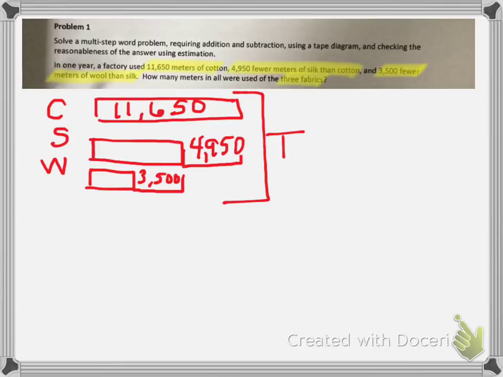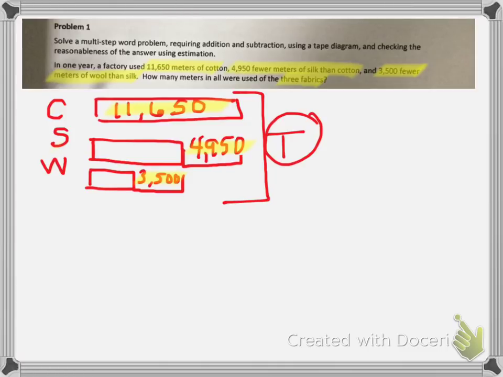Okay, so I did the 3 fabrics. I did cotton, silk, and wool, C, S, and W. The cotton, it told us that it was 11,650 meters. Okay, the silk, the S, there was 4,950 less than the cotton. So I lined those up. Okay, we need to solve for silk. And then the wool, there were 3,500 fewer meters of wool than silk. So we still need to solve for the wool. And then we are solving for the total at the end. How many meters were used for all 3 fabrics?